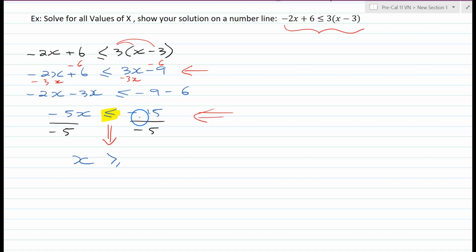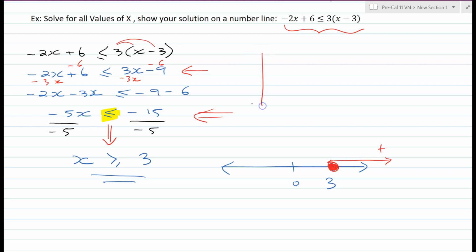And the other side is -15 divided by -5, which is +3. So that's the final answer. Put it on a number line, and that should be very straightforward. Let's call that 0. This is 3. We want all values that are greater than or equal to, so that is shaded at 3, and all the way to the positive values of 3. And that's how you show the solution. And this is the work towards getting the final answer. Very good. That's it.